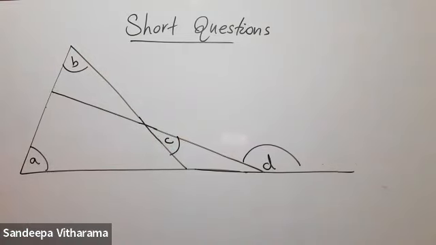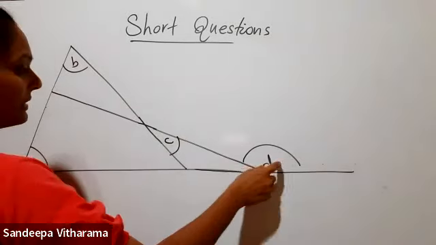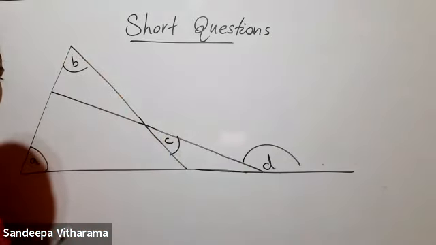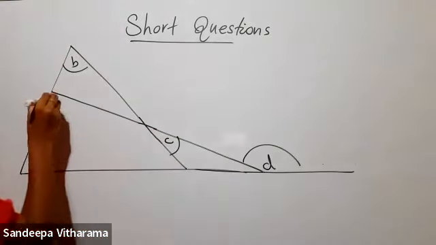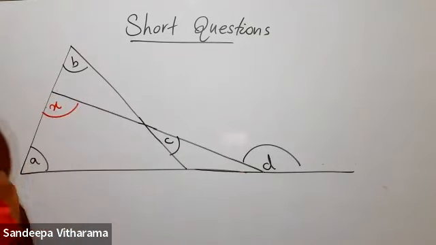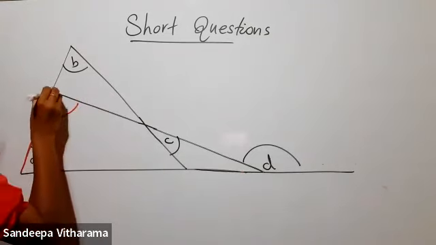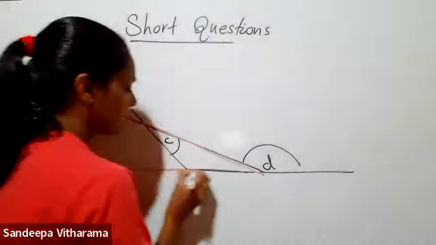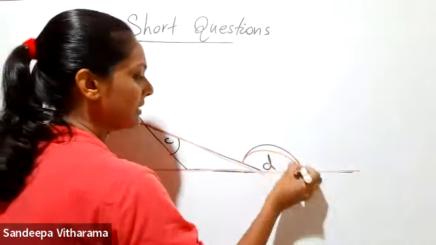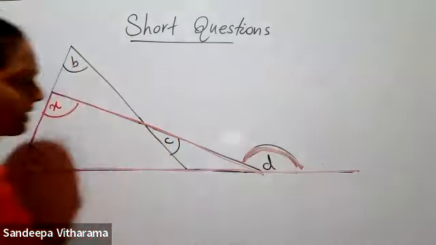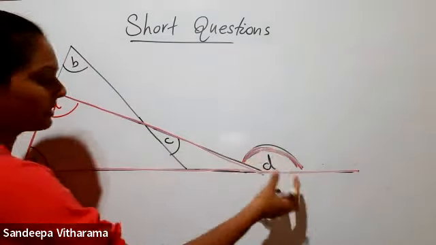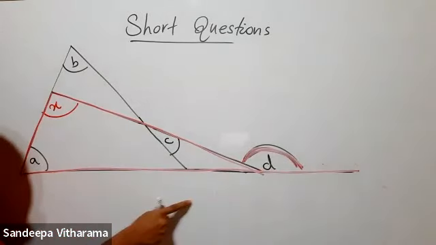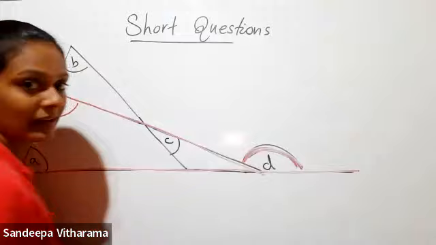Okay, look at here. Now we want to write the D. We have to express D in terms of A, B, C. So I can identify D. If I name this as X, D is formed by producing this side up to here. Then D is an exterior angle.